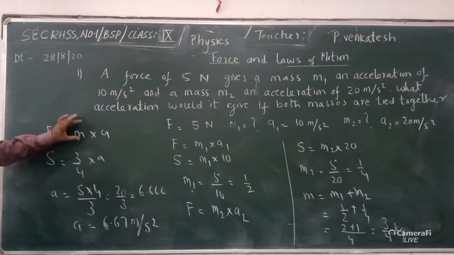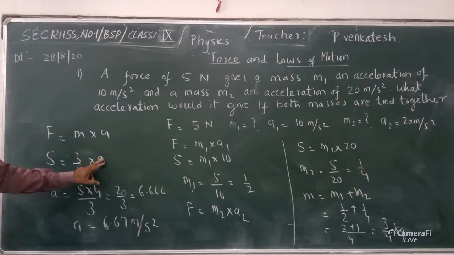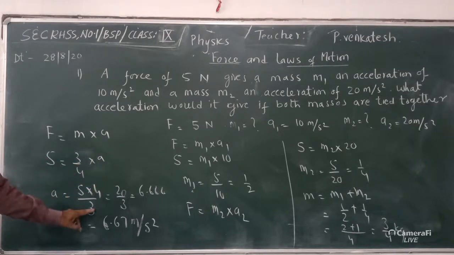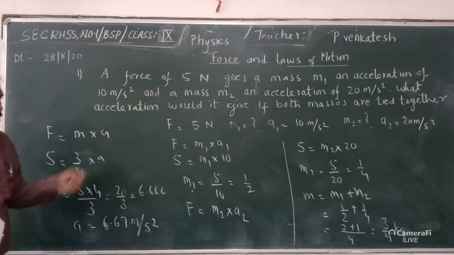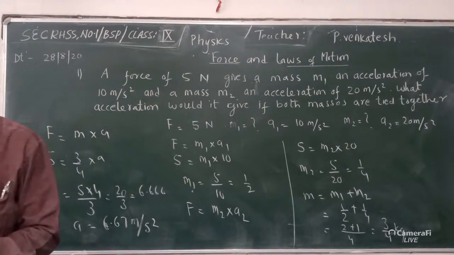Now force equal to mass into acceleration. The force we are giving is the same amount of force, that is 5 newtons. Mass is the combined mass, 3 by 4, into acceleration. Or acceleration equal, cross multiply, 5 into 4 by 3. That is 20 by 3, 6.666. Or you can say A equal to 6.67 meter per second square. Got it? Come on, take down.